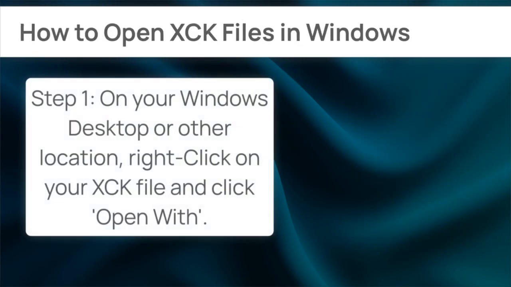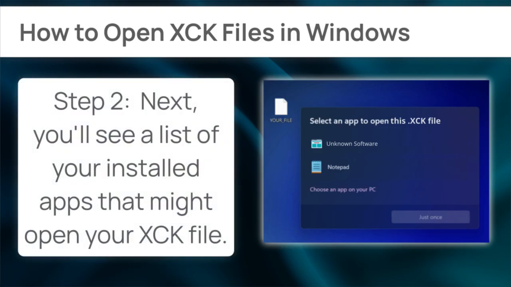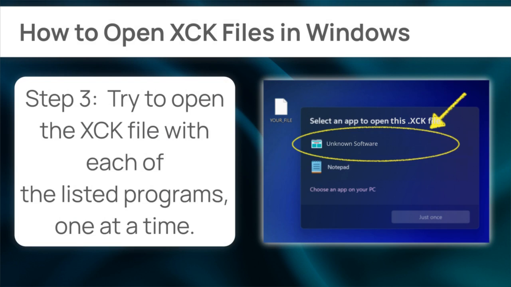We'll systematically check the compatibility list. Right-click your XCK file, then click Open With. Test unknown software. If it fails, select the next program. This organized testing is vital.